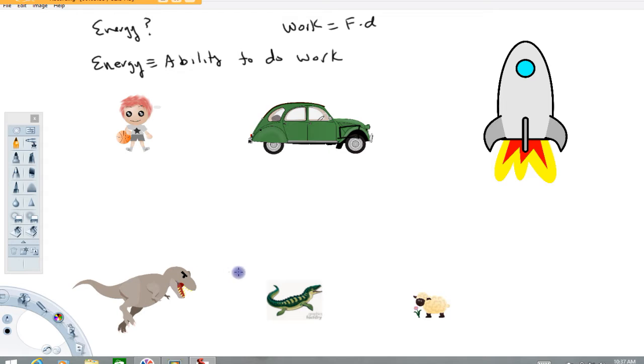And if we backtrack it, where does it come from? Well, the T-Rex eats the giant lizard here. Well, where did the giant lizard get the energy? Well, or crocodile or whatever this is. Maybe this crocodile ate something like a lamb or a sheep, right? And where did the sheep get the energy? Well, the sheep ultimately ate a green plant. And where did the green plant get its energy? Well, that came from the sun.